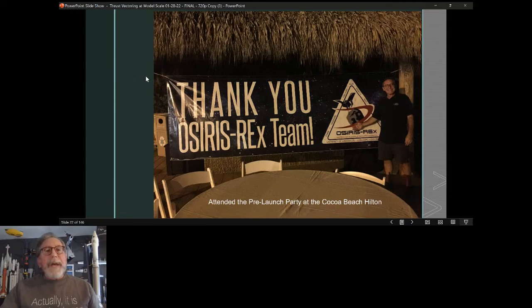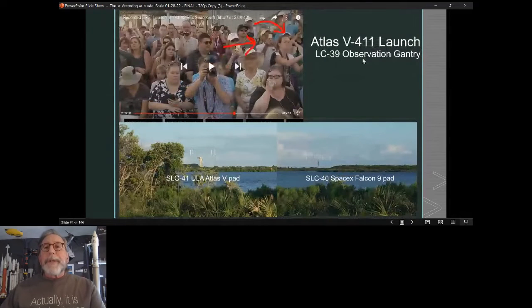So here's the actual launch. We observed the launch from the LC-39 observation gantry, which is an Apollo-era observation area. It's as close as the general public can get to pads 39, 40, and 41, only about 12,000 feet. If you recall, about a week before this launch, SpaceX blew up a Falcon 9 on the pad. There was fear of damage because these pads were so close together, but fortunately nothing happened.